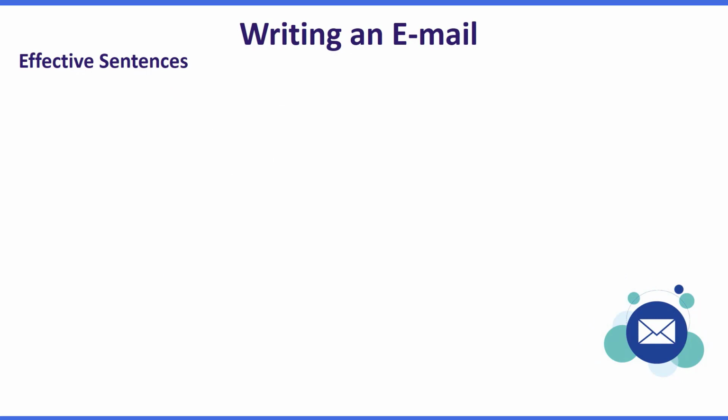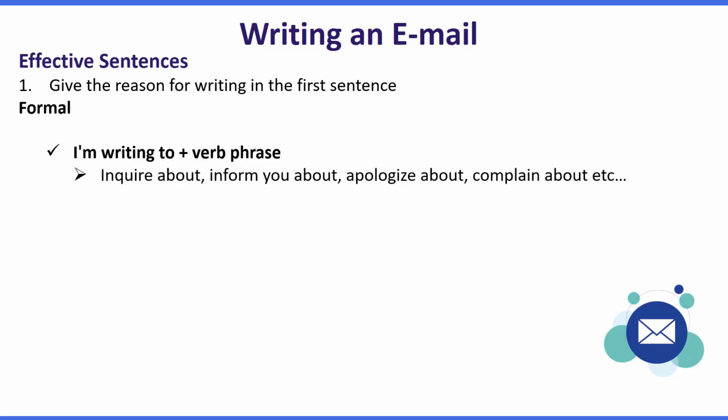Now I'll show you some effective sentences that you can use in different emails. First of all, give the reason for your writing in the first sentence. Always state the purpose in the beginning of your email. So for formal emails, you can use this structure. I'm writing to plus the verb and the rest of the sentence. I'm writing to inquire about, or I'm writing to inform you about.